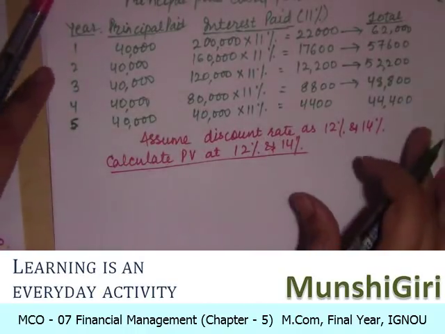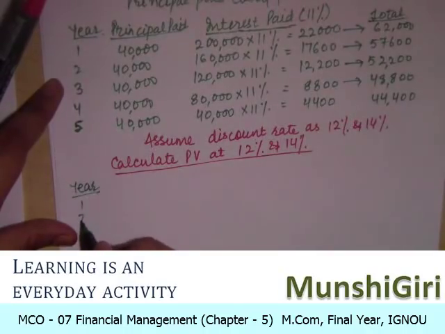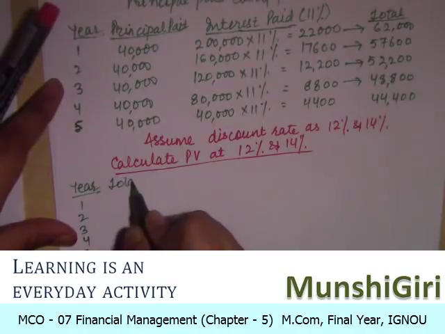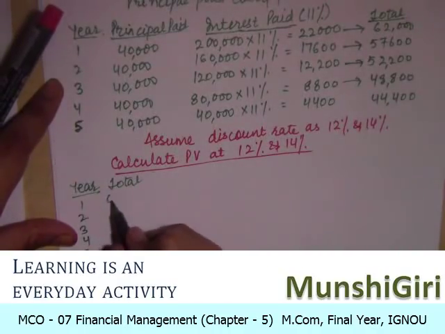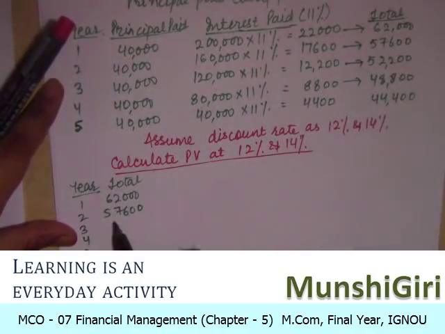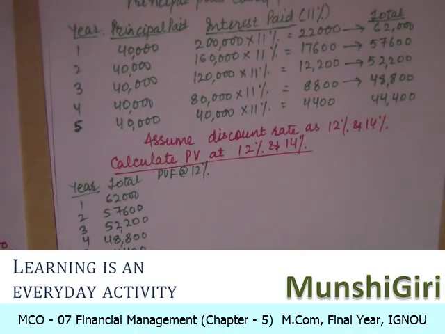So now we have here 1, 2, 3, 4, 5 and total of principal plus the interest paid: 62,000, 57,600, 52,200, 48,800 and 44,400. I am picking up this total amount. Present value factor at 12% first.